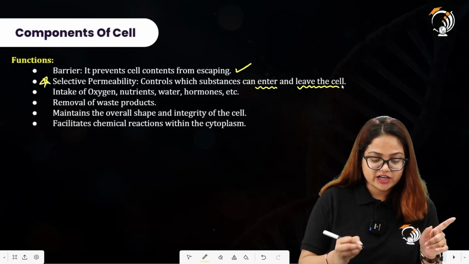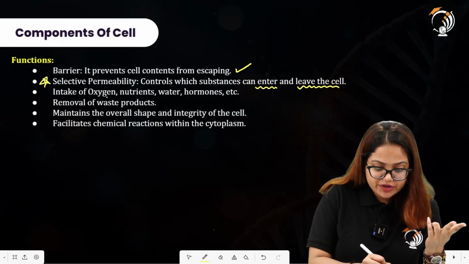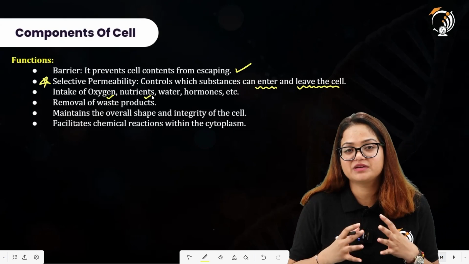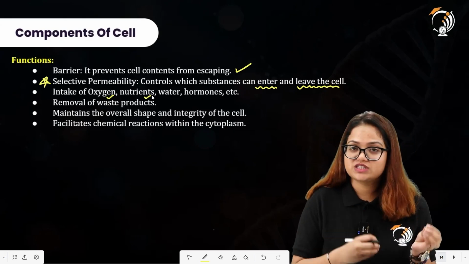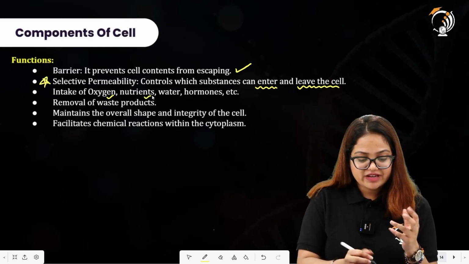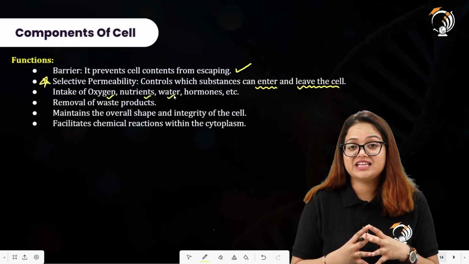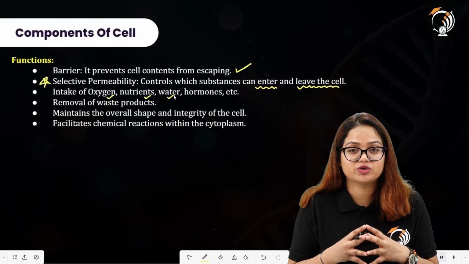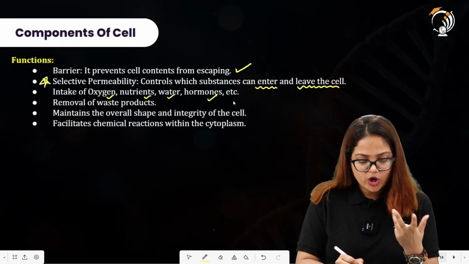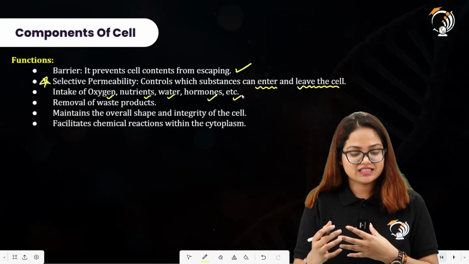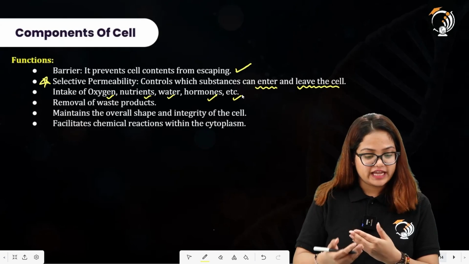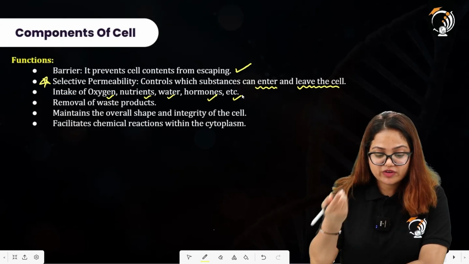Then we have intake of oxygen, nutrients will also be required. So oxygen will be required by the cell to carry out the chemical reactions that require oxygen as the substrate. All right. So nutrients are also required. Then we have water. So the cell is mainly made up of 70% of water. All right. So water is required by the cells. Then we have hormones and so on. So all of these components are provided an entry into the cell.